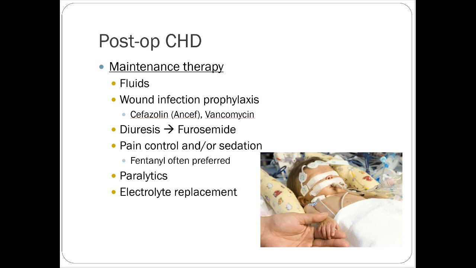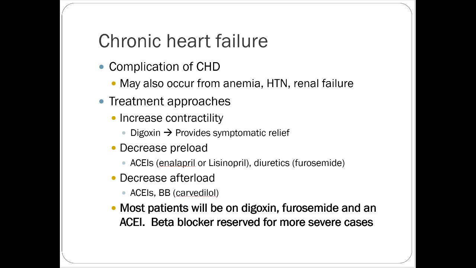Pain control, same thing as an adult, fentanyl, probably going to be preferred in most acute situations, possibly paralytics if you need to, and electrolyte replacement as needed. That's pretty standard stuff, very similar acute care to how you treat an adult patient. Complications, you can end up with hypertension, renal failure potentially, but ideally those get avoided if you medically manage them and surgically manage them appropriately.